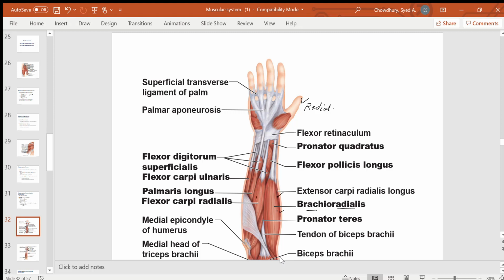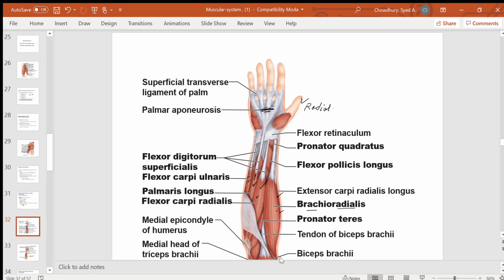Then you have flexor carpi radialis. Then you have palmaris longus in the middle. Why is it called palmaris longus? You see, it is going to the palm, ending there. That's why it is called palmaris longus. And this is flexor carpi ulnaris. This is the ulnar side, the pinky side, and this is in the front. That's why flexor. So flexor carpi ulnaris, flexor carpi radialis, and in between palmaris longus.